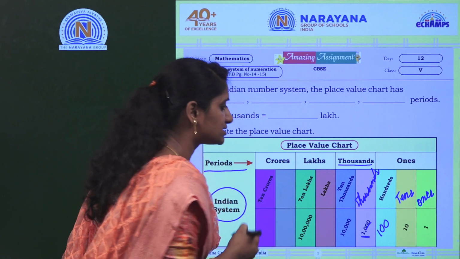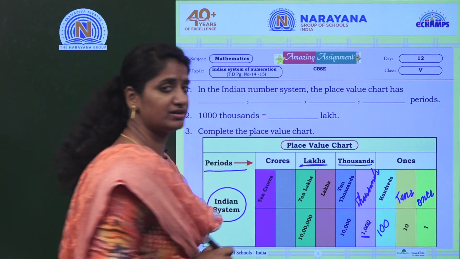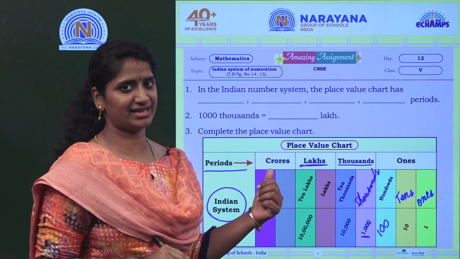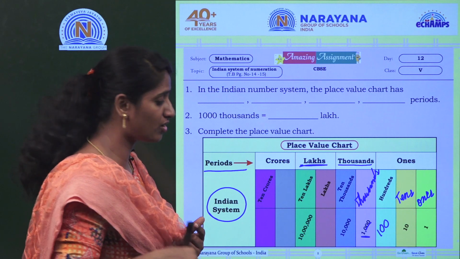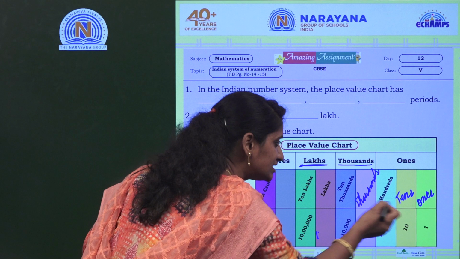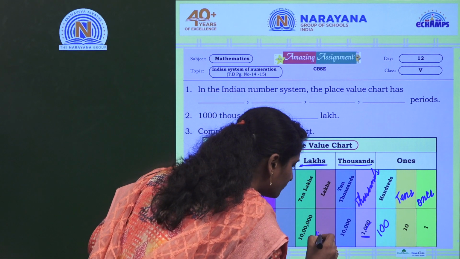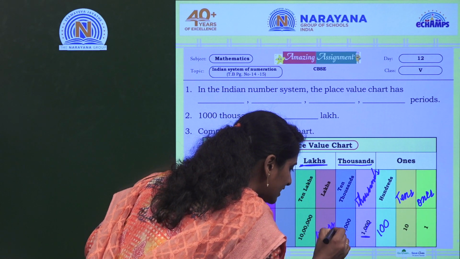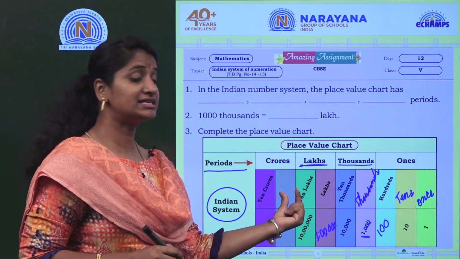The next period is the lakhs period. In the lakhs period, how many places, children? Lakhs and 10 lakhs, so two places. Lakh means the thousands period is completed, right, children? We need to place one comma here. That is lakhs, after the comma, then thousands, then the ones period. So this is 1 lakh. Then the next is 10 lakhs.